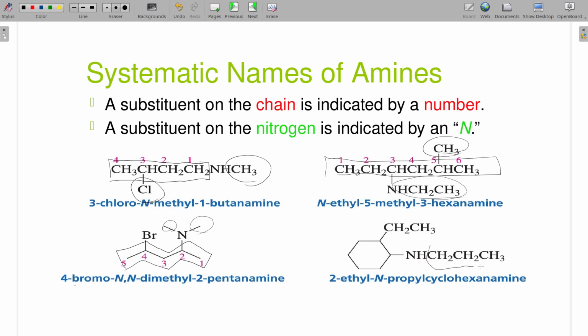And that even happens on our ring. So this is definitely a substituent on a ring. That's definitely a substituent of the ring. But this is going to be the 1 position. But since the amine takes priority as the functional group, we don't number it on the ring. So the only ring number is the ethyl. So 2-ethyl, and then N-propyl cyclohexanamine.